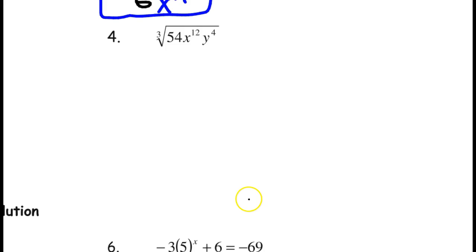Number 4, got some more radicals. So we can divide these by 3, right? But, well, 12 we can divide by 3, but 4 we can't. So we got some issues because we know we're just supposed to divide these exponents, right? But 3 doesn't go into 4. So what we're going to do is break this up into 2 parts. A part that I can take the cube root of and a part that I can't.